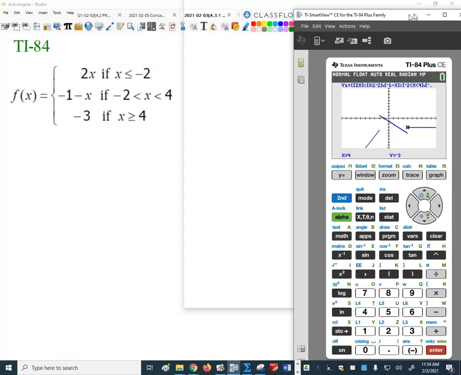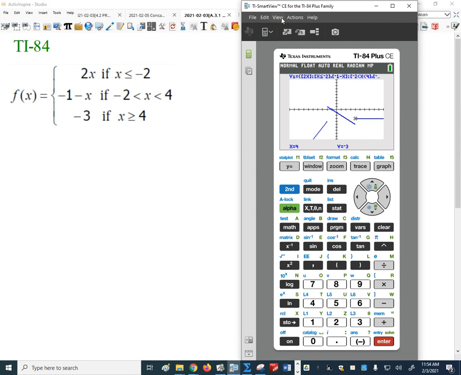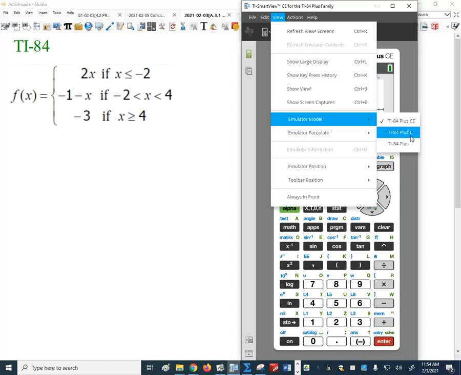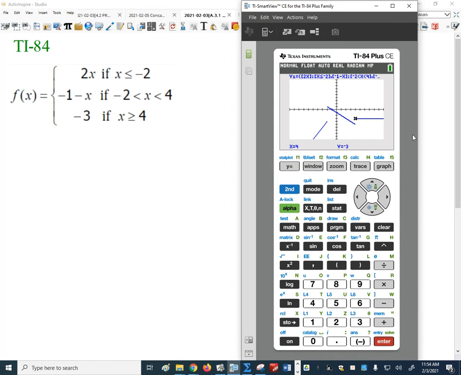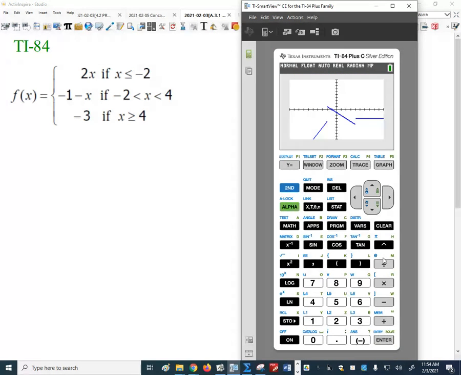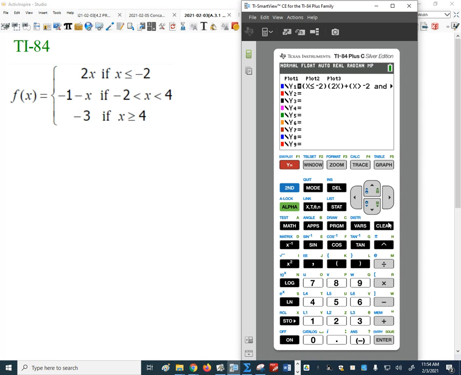Okay, so let's switch over to one of the older ones. Oh man, that converts it. That's pretty cool. Anyway, well, let's build it from scratch. Okay, so if I want to build a piecewise function on any of the other TI-84s, they all work the same. It's a little bit harder to do, but it's not terrible.